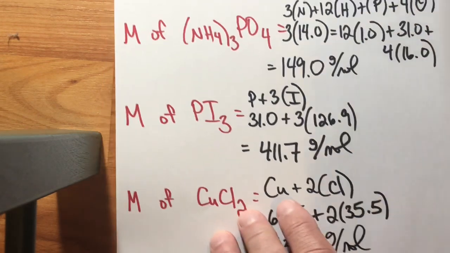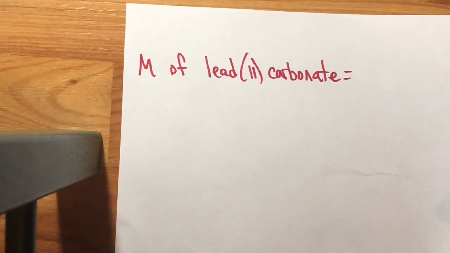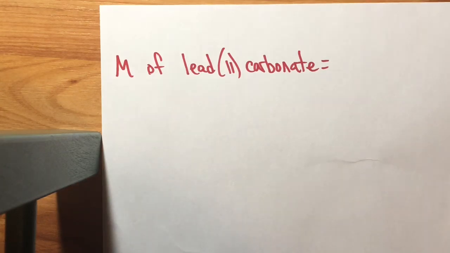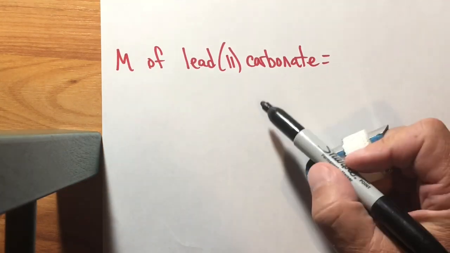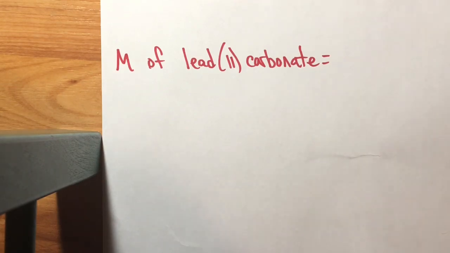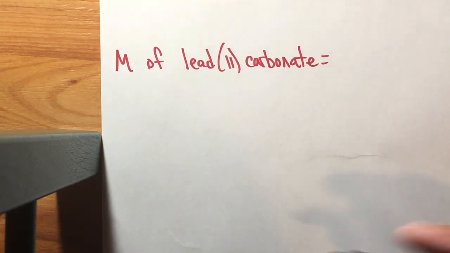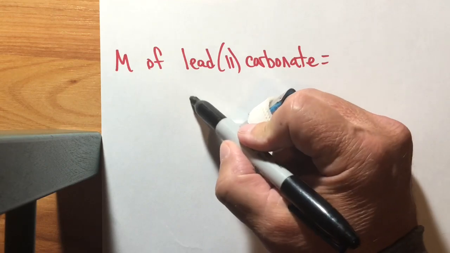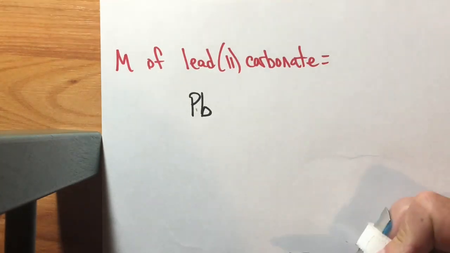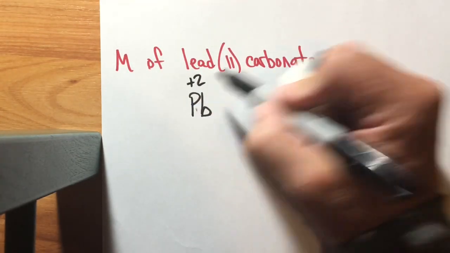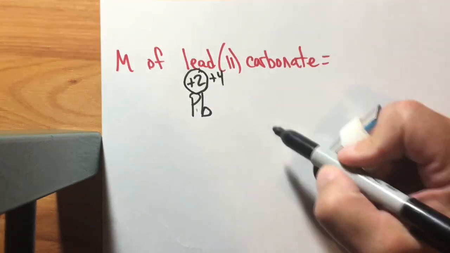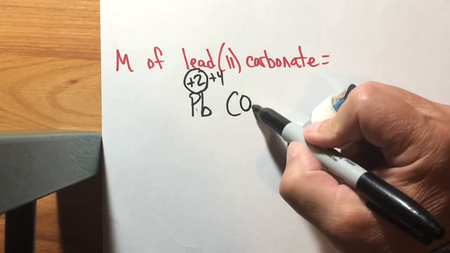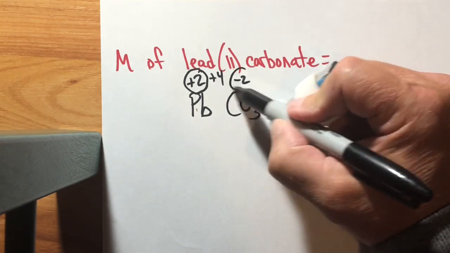2 more examples I want to run through for you, and these are tough just because they rely on nomenclature. So like I said in my introduction, if you can't give me the formula for lead 2 carbonate, your molar mass is going to be wrong. So lead, symbol is Pb. It has a +2 valence. It also has a +4, but we want the +2. And carbonate is CO3. It has a -2 valence.